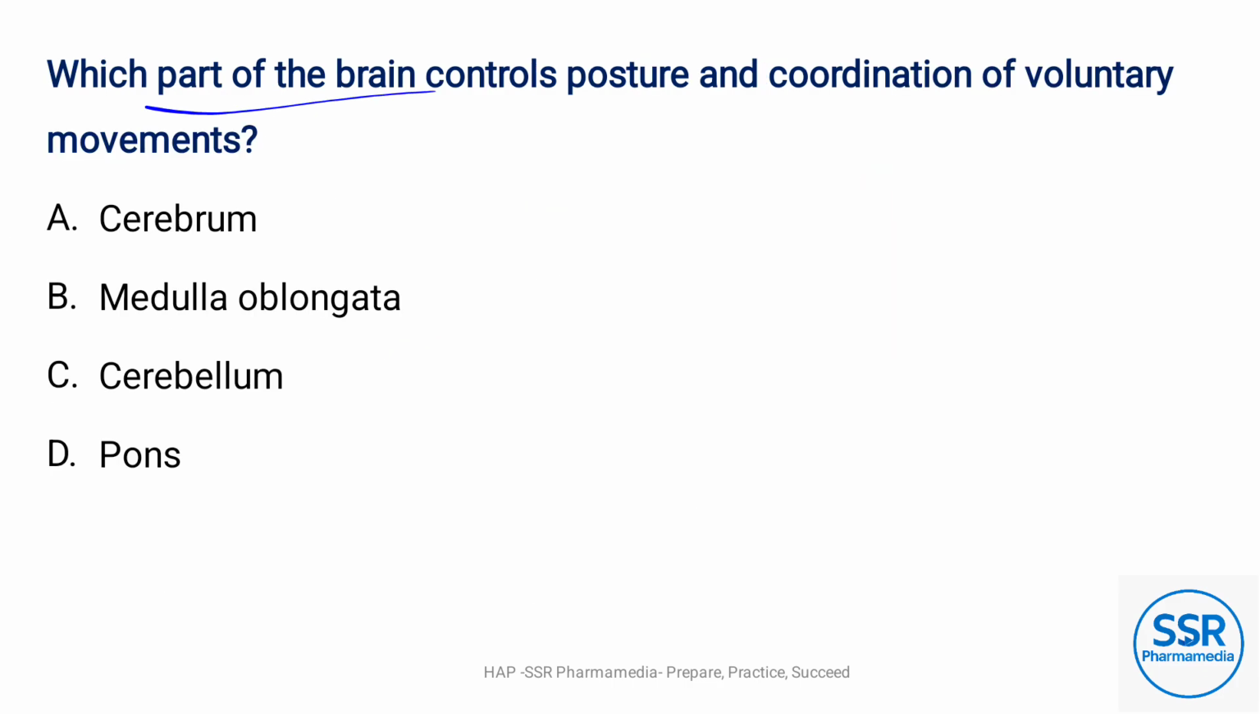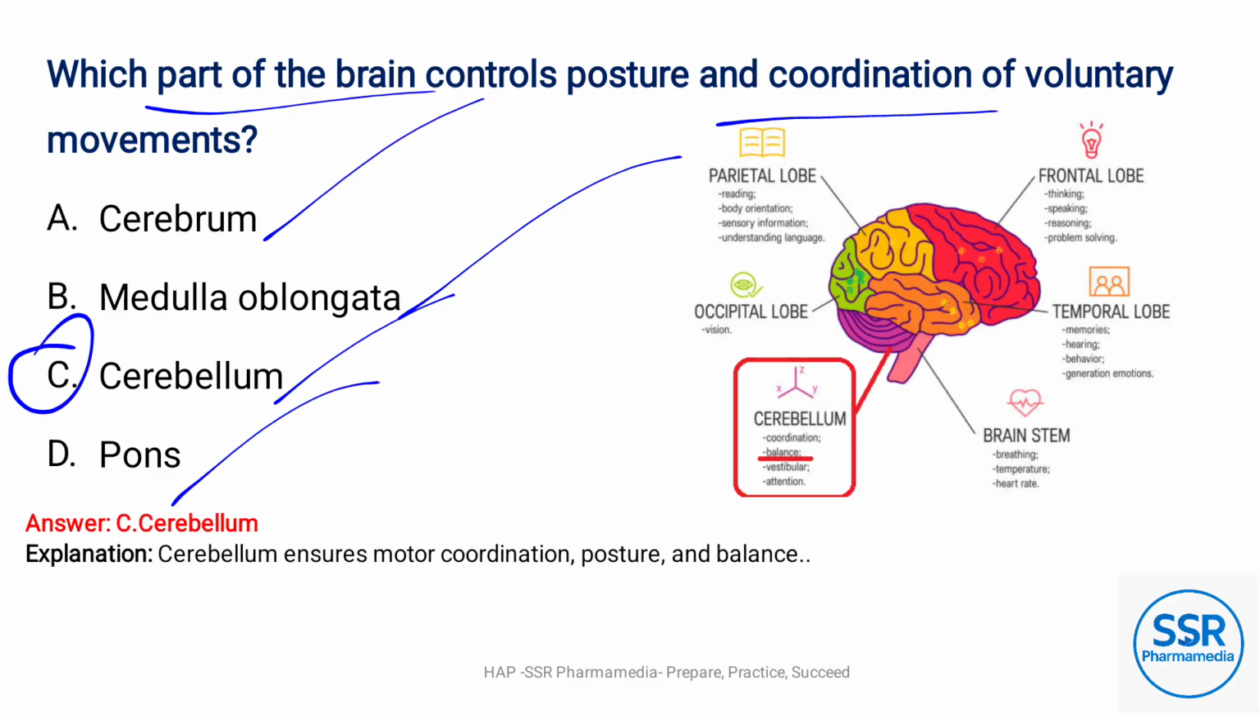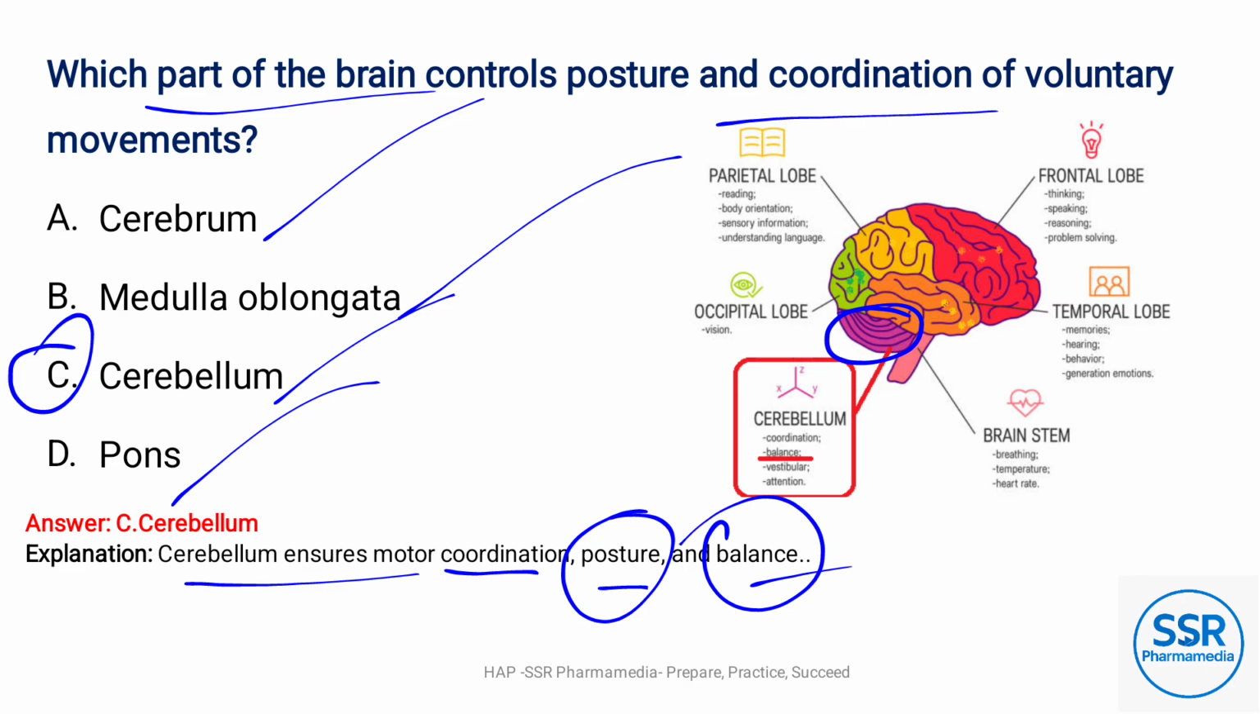Which part of the brain controls posture and coordination of voluntary movements? Option A, cerebrum. Option B, medulla oblongata. Option C, cerebellum. Option D, pons. The answer is option C, cerebellum. The cerebellum ensures motor coordination, posture and balance.